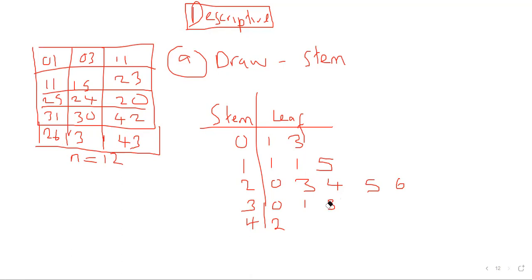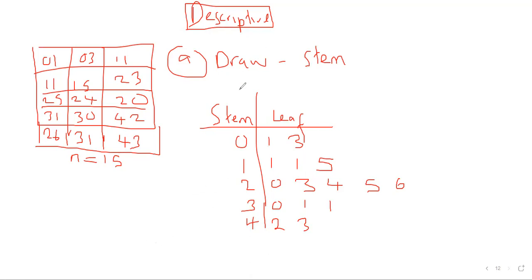So we have 31, another 31 there. Then we have 4, 3, which is 43. So what becomes our n that we have here? Our n is 15. So this is what we call the stem and leaf diagram.